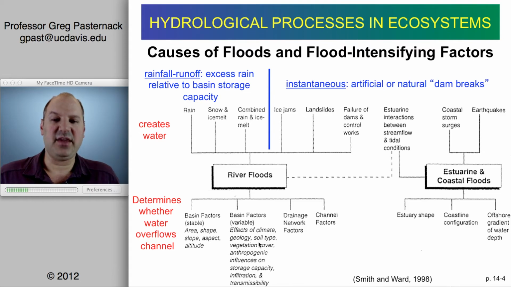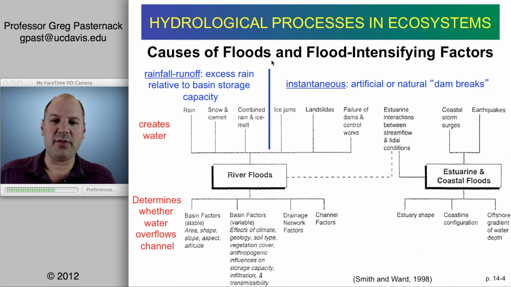This is a nice classification system that just illustrates the different kinds of things that can generate river floods or estuarine and coastal floods. We're not going to talk about the estuarine and coastal side, but just looking at the river flood side, there are factors along the bottom that I've indicated in red that determine whether water is going to overflow the channel or not. And then on the top, what are the things that are actually generating the water? And then those two come together and make the floods. And in this case, we're talking about river floods.